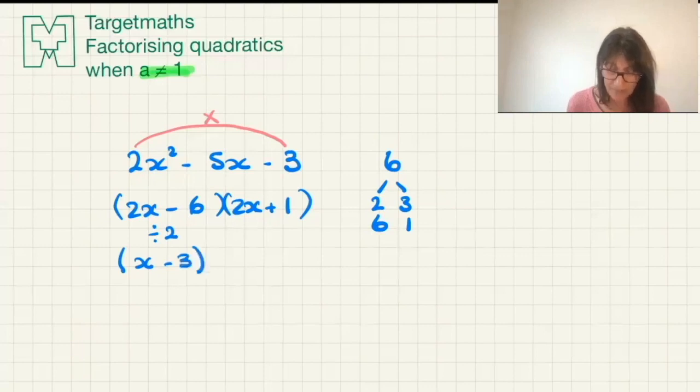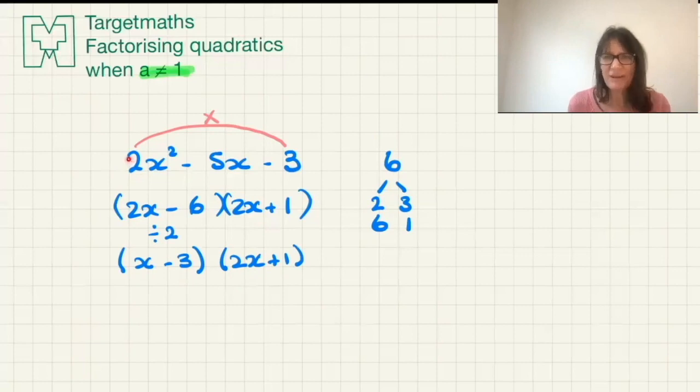When I look at the other bracket, there isn't a times table that's going to reduce that down, so I won't be doing anything to that one. Oops, 2x plus 1, there it is. And now when I do the check, x times 2x gets me my 2x squared. So now I've got, I hope, the right factorisation.